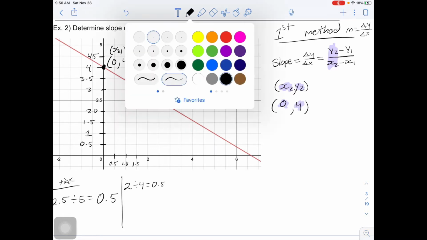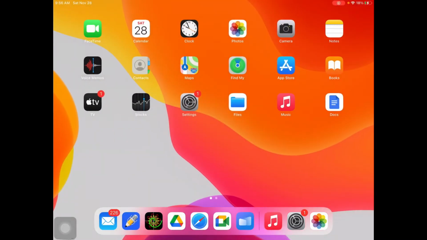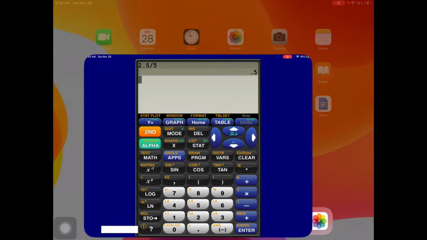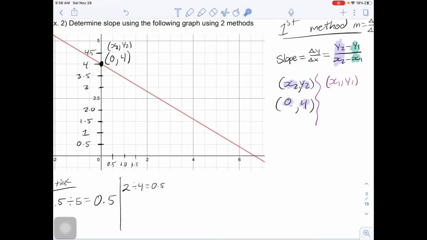And now let's determine my x1 and my y1. Okay, so let's find another point that goes in between the crosshairs. So right there, that's a pretty good point for us.